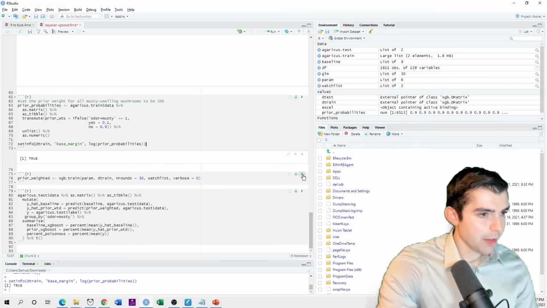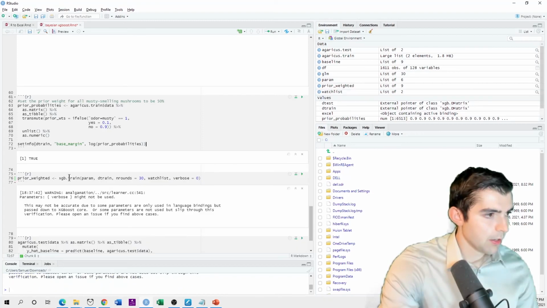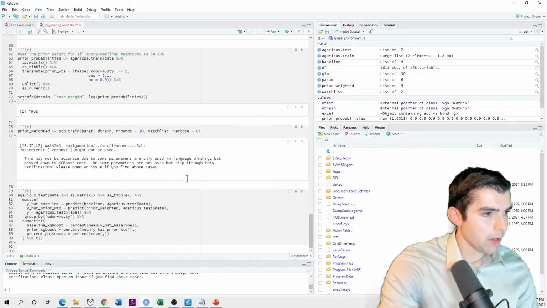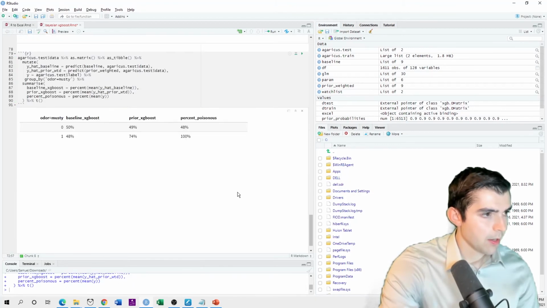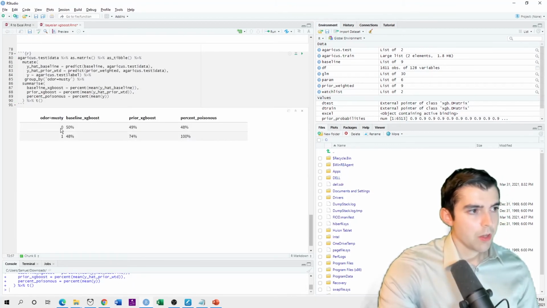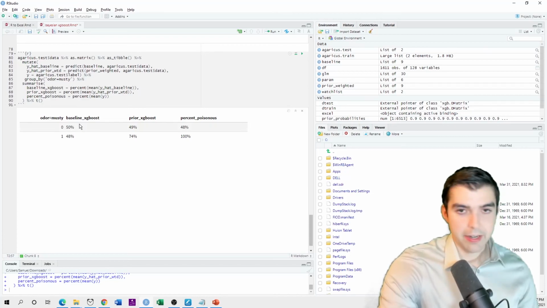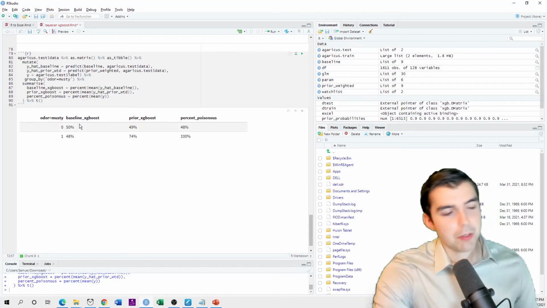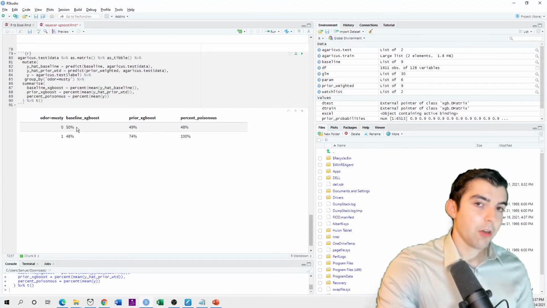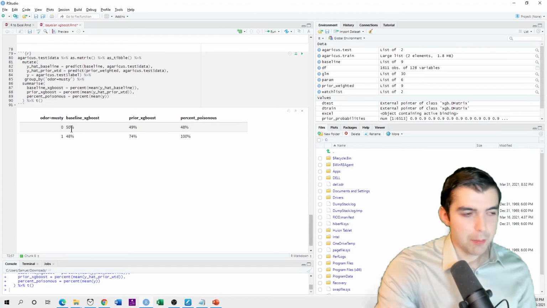So then you fit this model, and here are the results. So on the left here you see the baseline Xgboost model that made no credibility adjustment. This just made a coin flip, 50% or 48%.